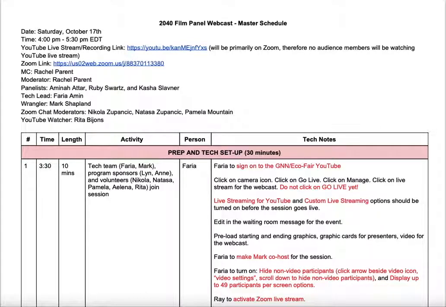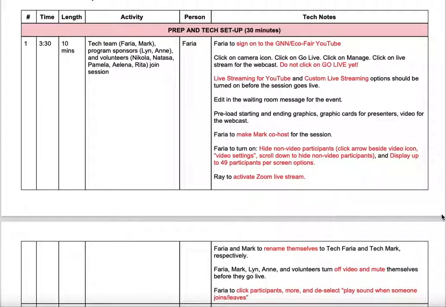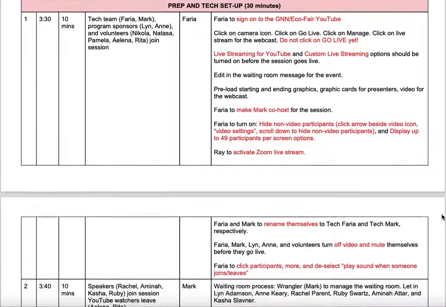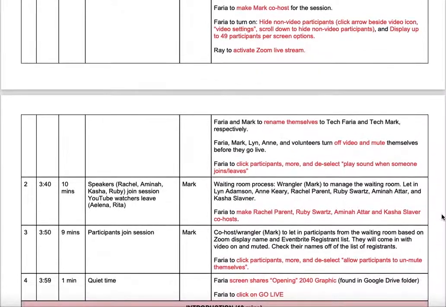So I put all the information at the top, such as the date, time, the recording links, the Zoom link, and the information of who is involved. And then as you can see here, I split mine up into different sections. So first I said that there's 30 minutes of prep and tech setup. So this is when people from the tech team are logging on, when the speakers are logging on, and we're just getting everything ready to go.